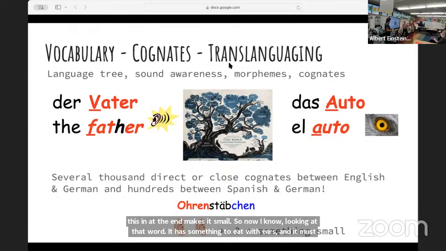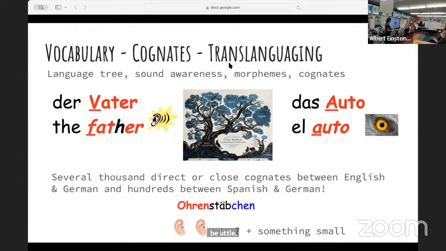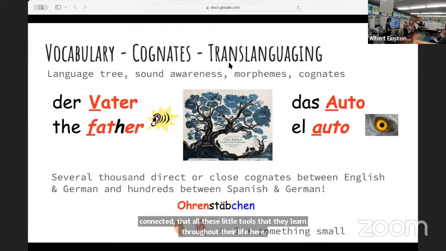Now I'm looking at the middle. Stab. I pronounce it English, I say stab. Ear stab small. What could an ear stab small mean? Well, it's actually a Q-tip. So if you would have a picture here, you could probably figure out what that means by just using your language knowledge. And that's what we mean by translanguaging. We want them to be aware that all of it is connected, that all these little tools that they learn throughout their life here brings these languages together, and they can create meaning through that.